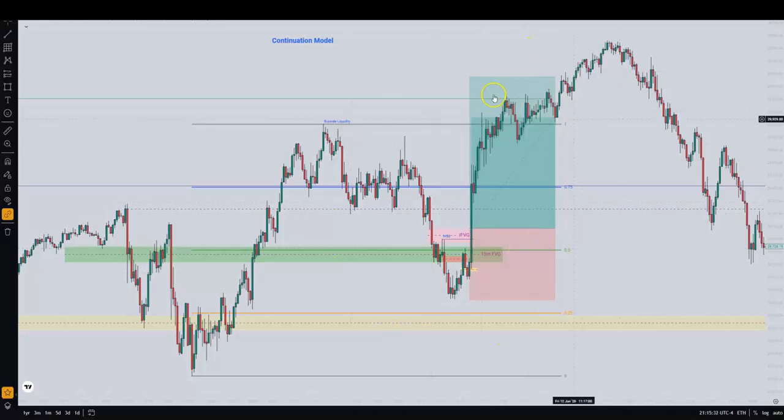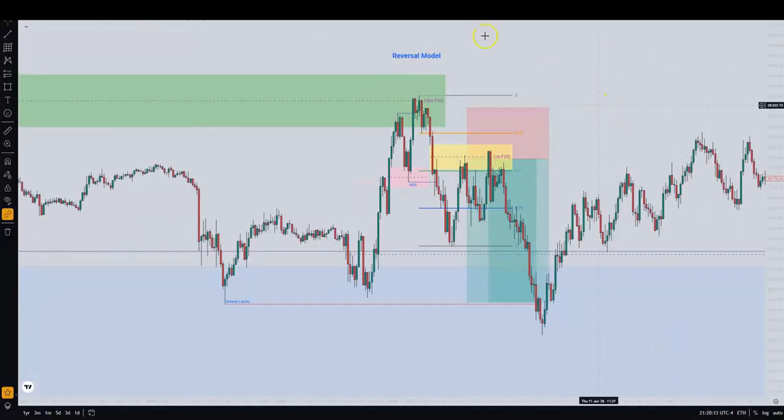So this model was my continuation model. Price traded down into a fair value gap on a 15-minute time frame. We dropped to the 1 minute time frame and we looked for a shift in market structure to take price back higher. Now we're going to look at my reversal model.